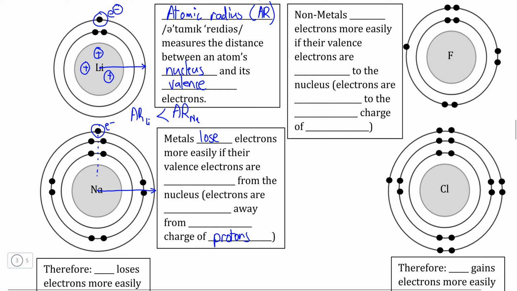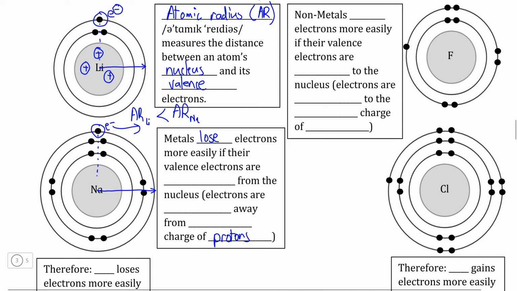Now, because sodium's valence electron is farther away from its nucleus, this means, because the attraction is weaker, it must be easier for sodium to lose its valence electron compared to lithium, which has a much closer distance to its positive charge and therefore is not as easy to remove.